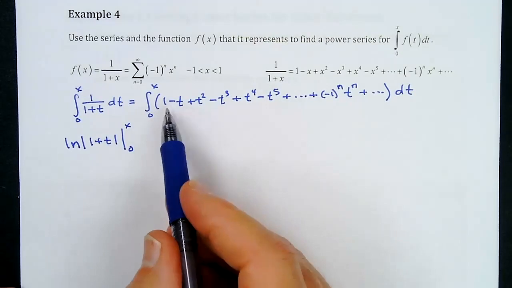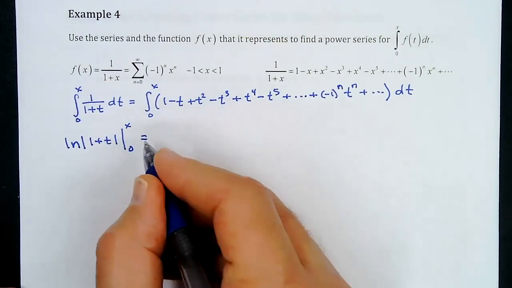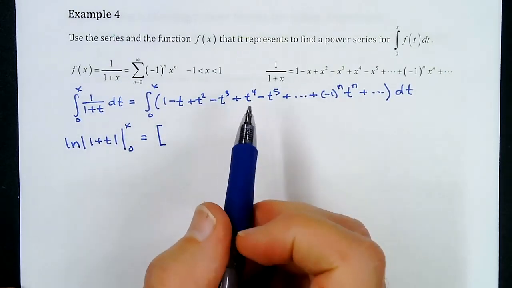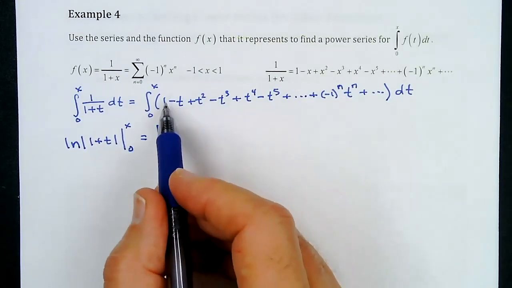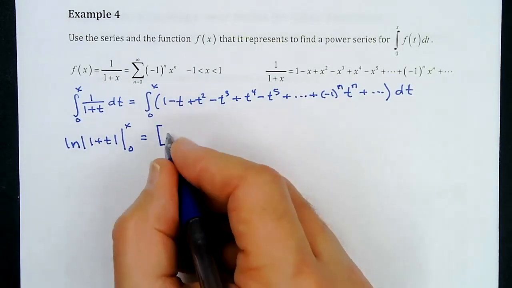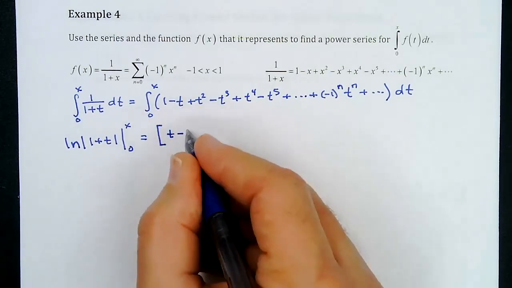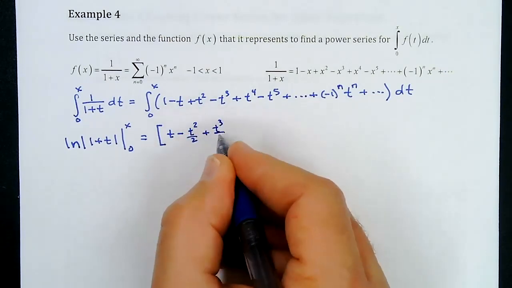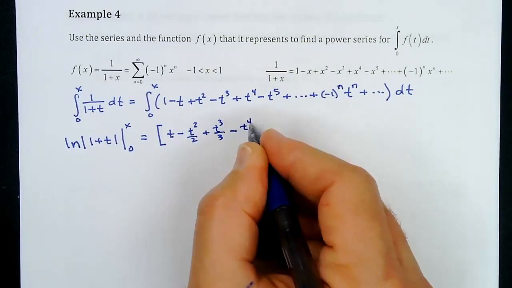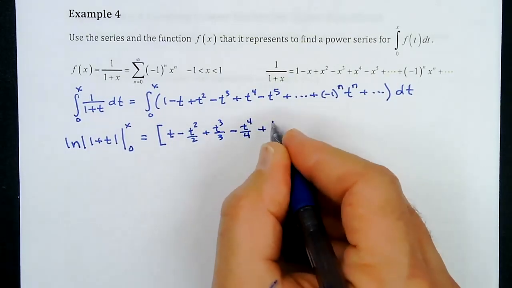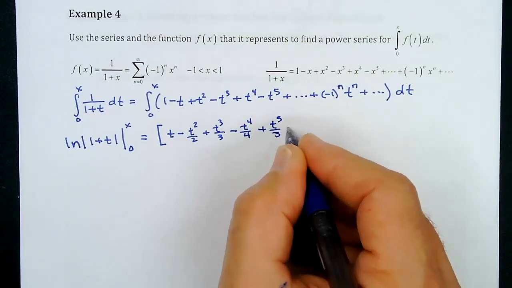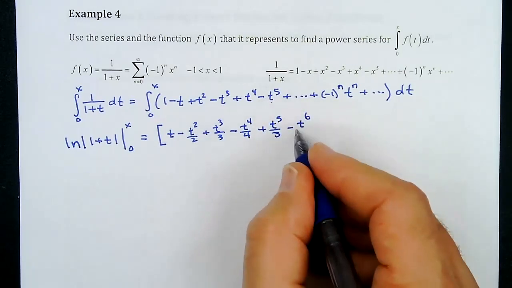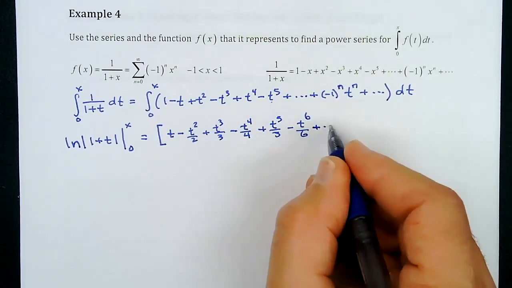Okay, so now what we're going to do is term by term integration. So this is going to equal, I'm going to put a bracket here. This does get a little bit cumbersome, and you'll see why in a minute. This first term becomes t, and then minus this one becomes t squared over 2, and then plus this one becomes t cubed divided by 3, minus t to the 4th over 4, plus t to the 5th over 5, minus t to the 6th over 6, and then plus dot, dot, dot.